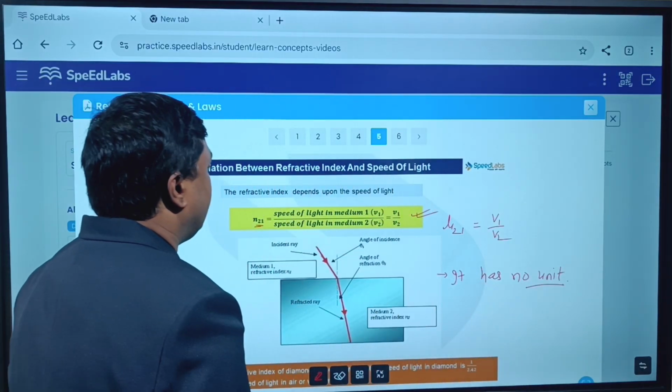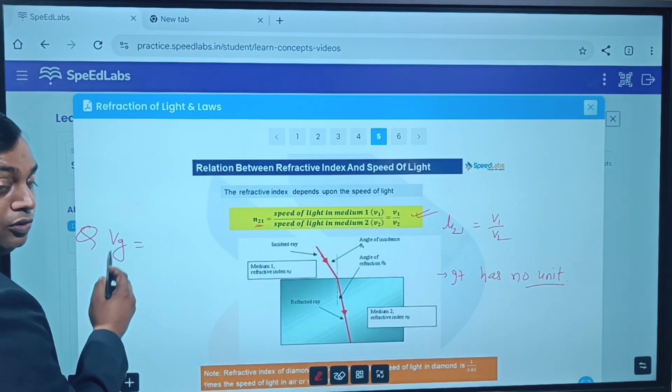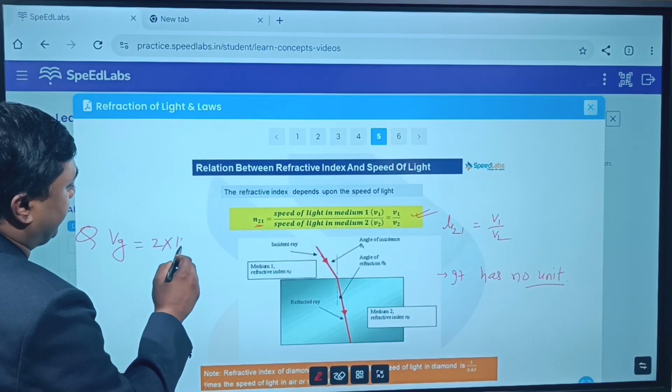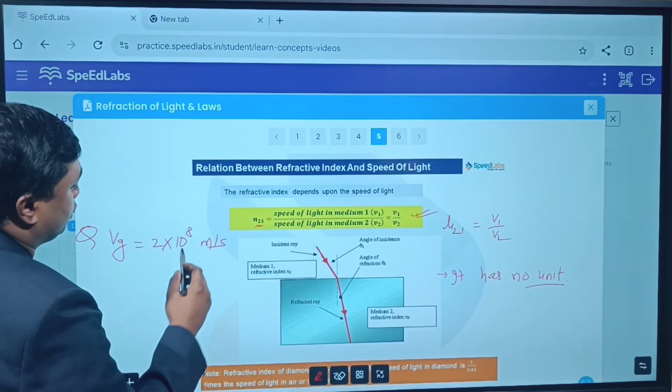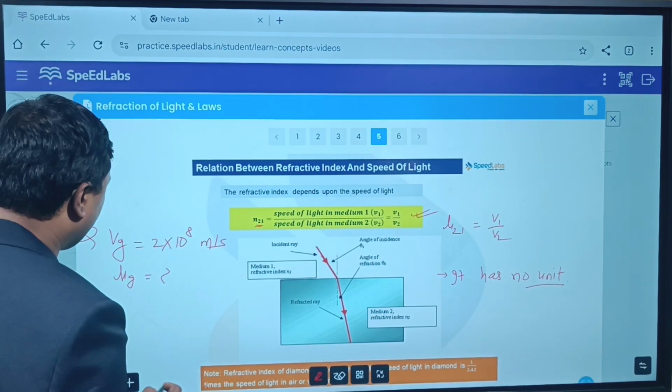Is it clear? Let's take one question. They have given the velocity of light in glass. Let's say it is 2 into 10 to the power 8 meter per second. So what is the refractive index of glass? How are we going to solve it?